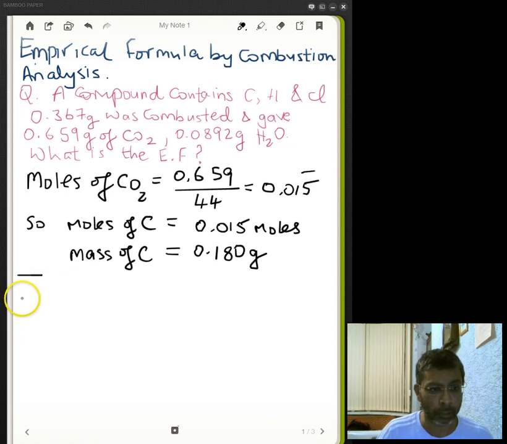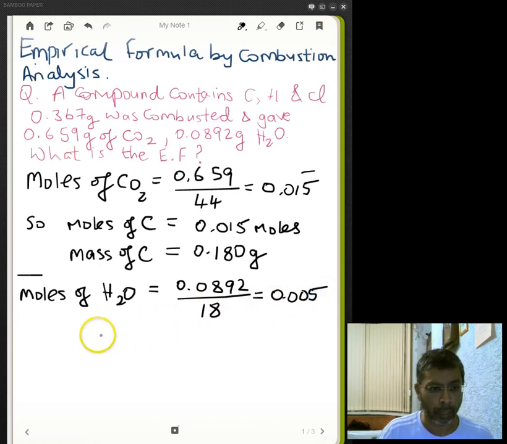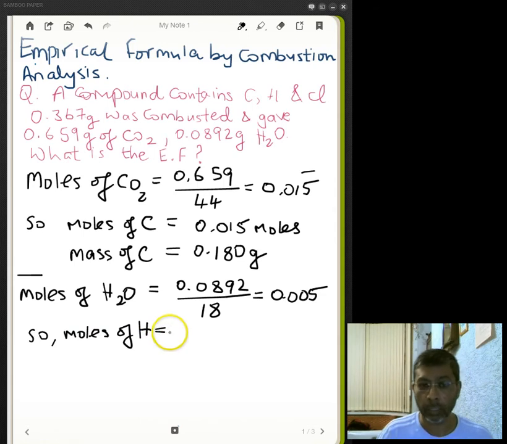Right, now we'll do exactly the same for water. Okay, moles of water first. Mass over molar mass, 0.892 divided by 18, and we get 0.005, and so moles of hydrogen is twice as much, remember, 2 times 0.005, and you get 0.01 moles.